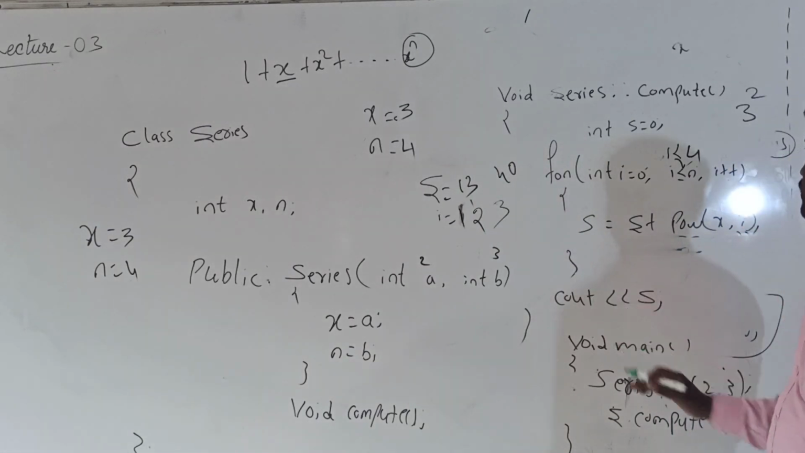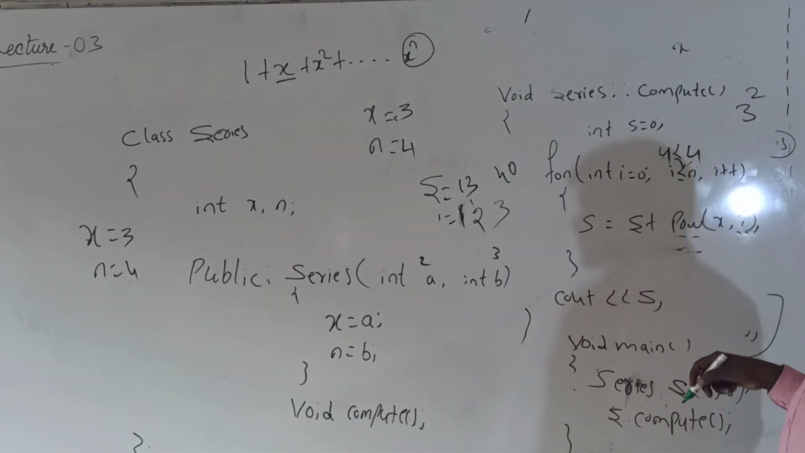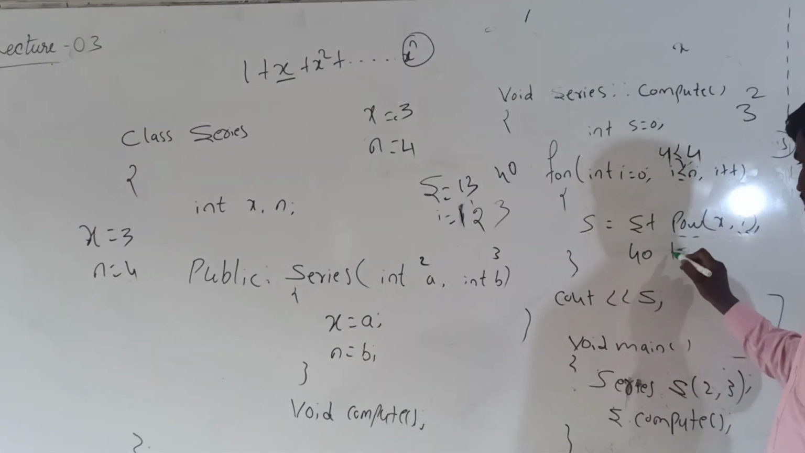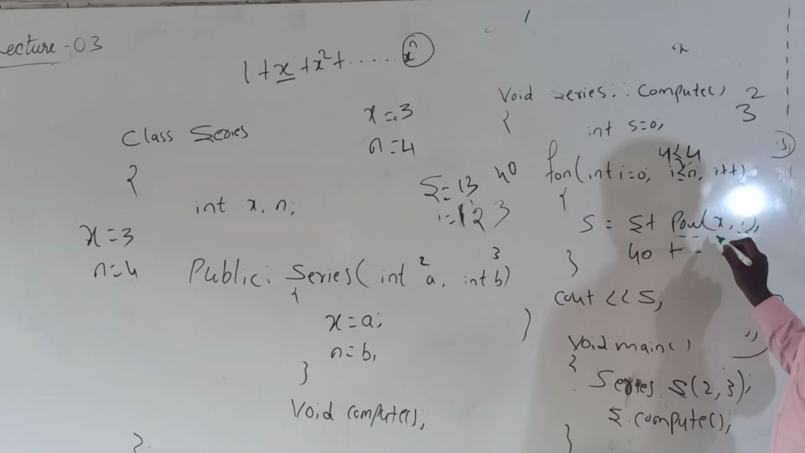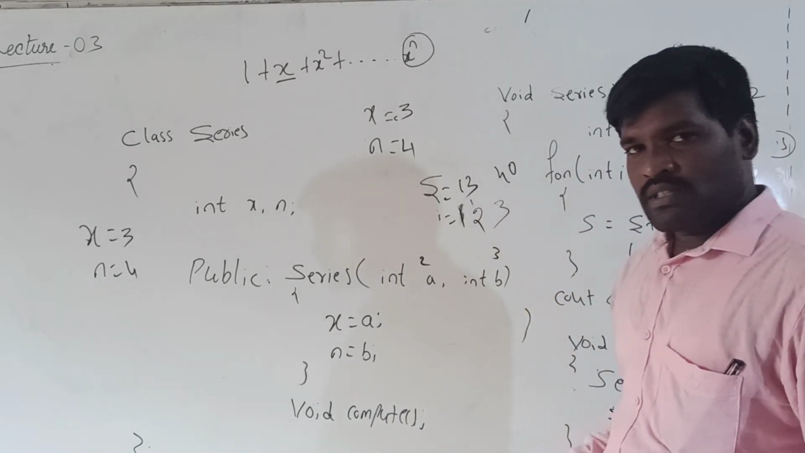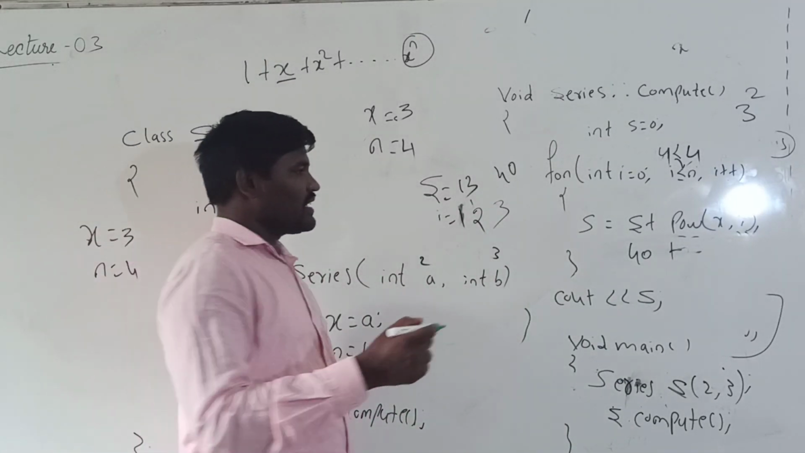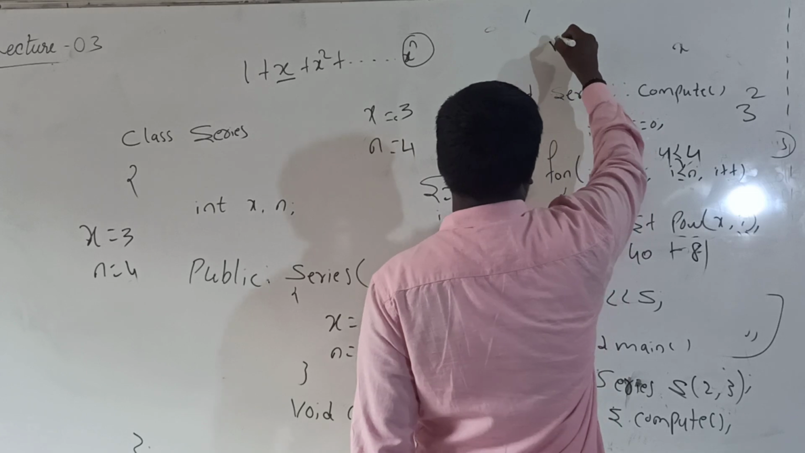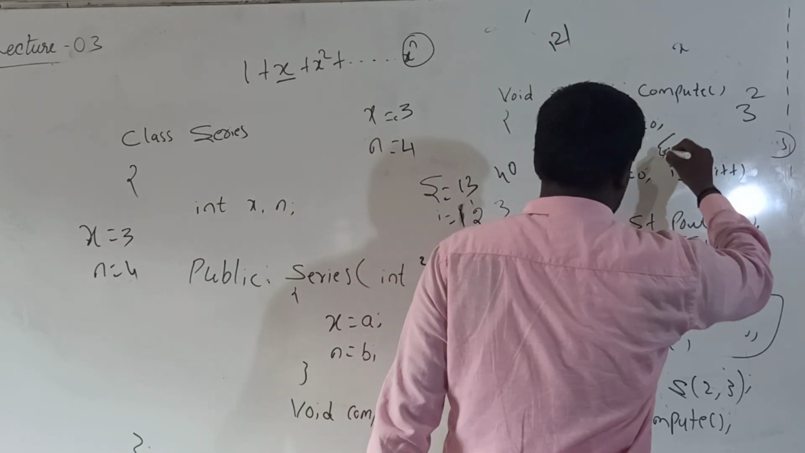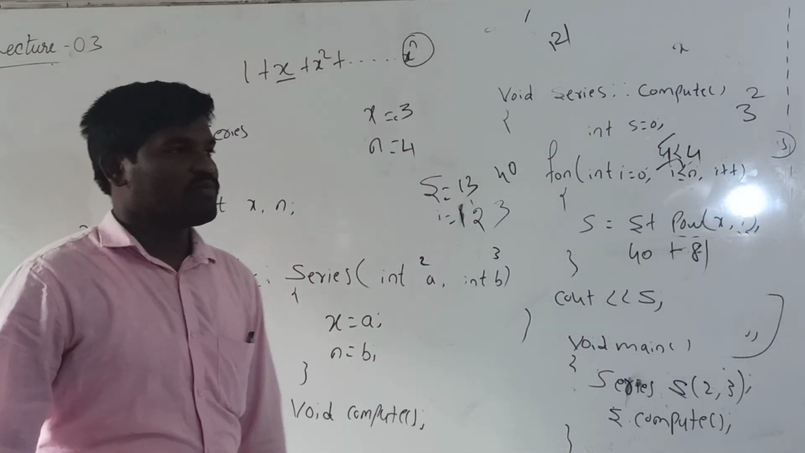Next i become 4, 4 is less than or equal to 4, condition is true. So here 40 plus 3 to the power of 4, 3 3s are 9, 9 3s are 27, 27 3s are 81, that is finally you will get 121. When the i value become 5, the condition become false.